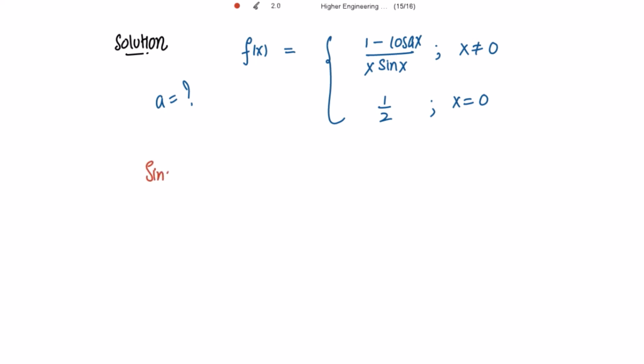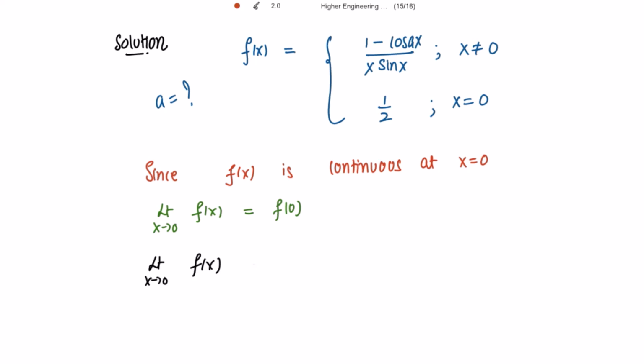So writing this, since f(x) is continuous at x equal to 0, which means limit x tends to 0 of f(x) is equal to f(0). This is what the definition says. Let's get the value for the left hand side first. So this is equal to limit x tends to 0.